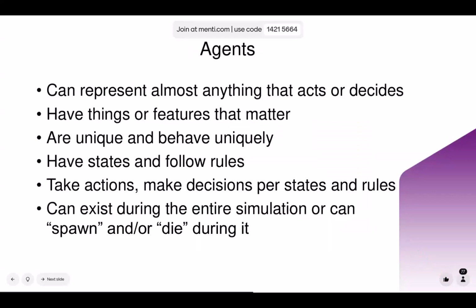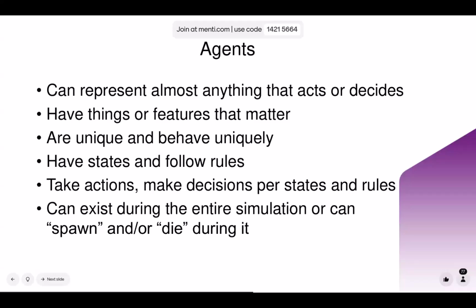So the agents, they can represent almost anything that you can interpret as acting or deciding. Quite often they're people, but they could be households, or they could be companies, or they could be cars, or they could be cells, or continents, or something like that. Whatever it is that we think makes sense to represent as an actor or a decider. So just anything really. Be creative.